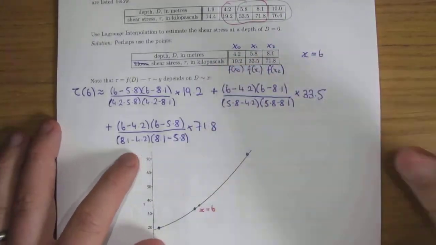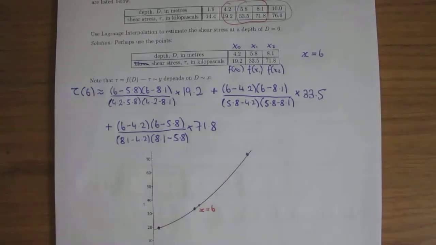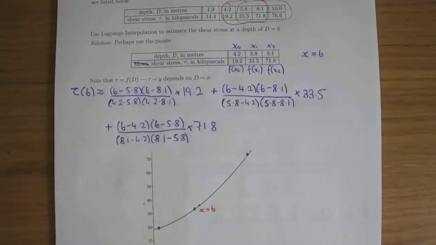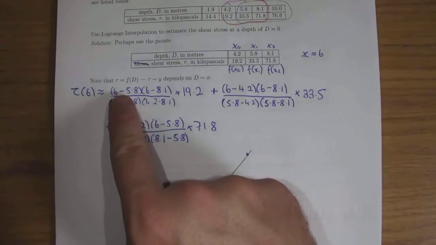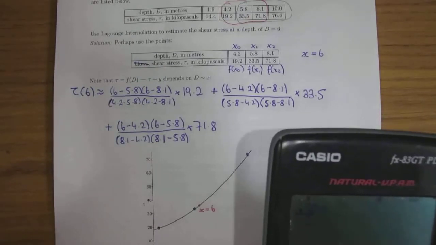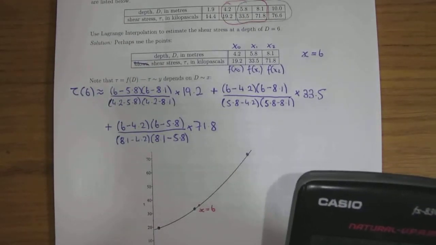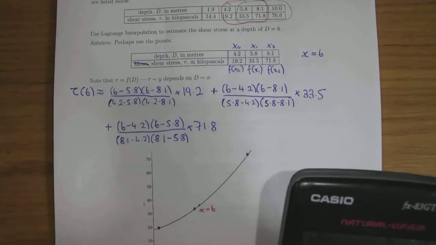I'll have great fun here. I'd expect my answer, because 6 is very close to 5.8, to be very close to 33.5. Now again, I'm going to be careful what I put in. So this is 0.2 by minus 2.1. Is that right? Yeah.